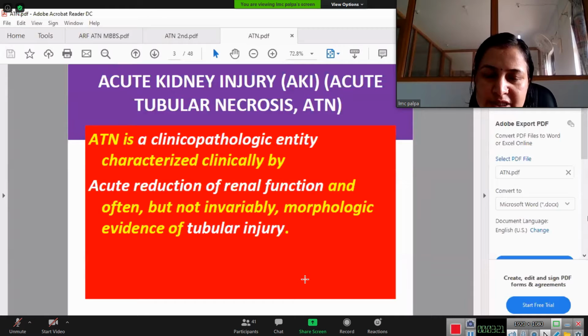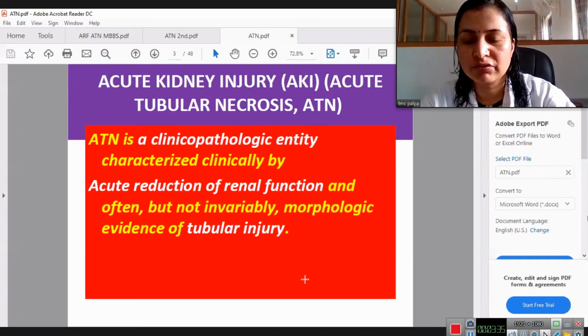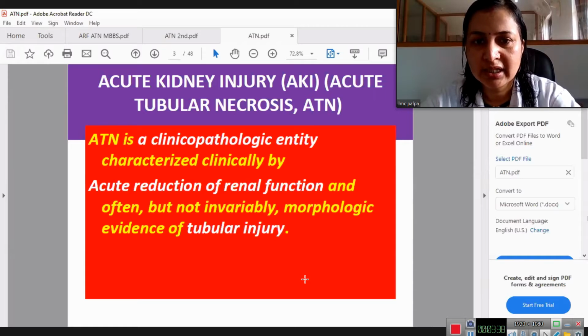Now what happens in ATN? ATN is a clinical pathologic entity which is characterized clinically. We hardly are able to do any histopathological evaluation, so we have to understand this disease clinically. So it is a clinical pathologic entity which is clinically characterized by acute reduction of renal function. I hope you all know what renal function is. There is acute reduction of renal function, and sometimes there is morphologic evidence of tubular injury if we get to see the histomorphology.